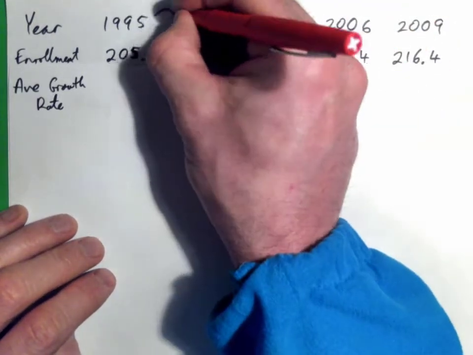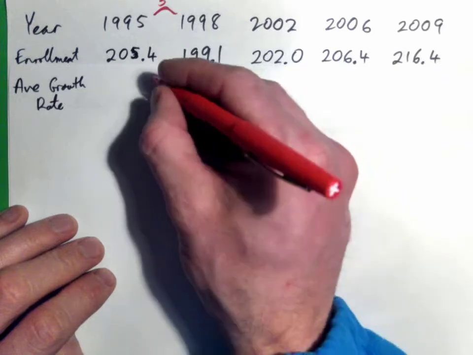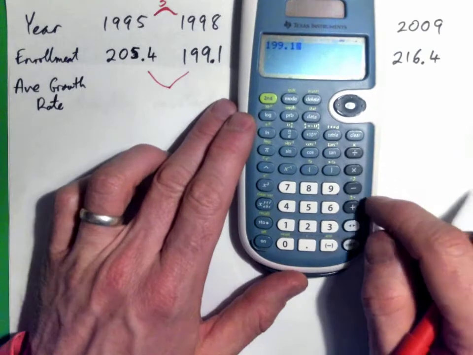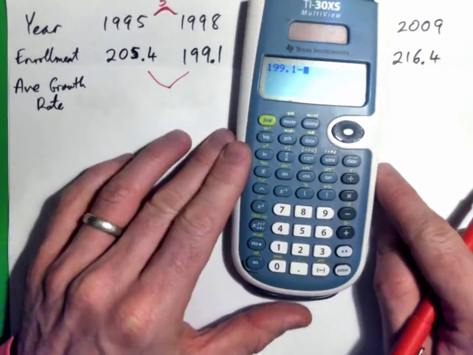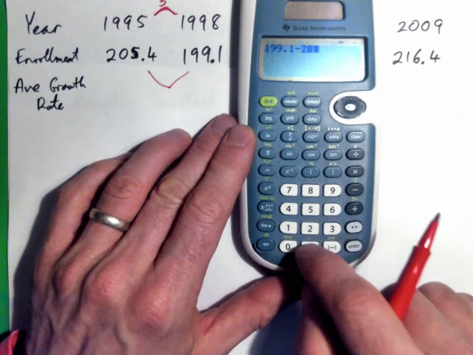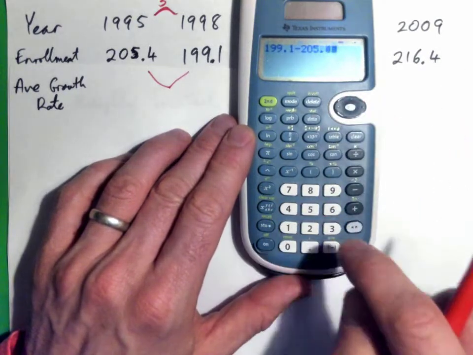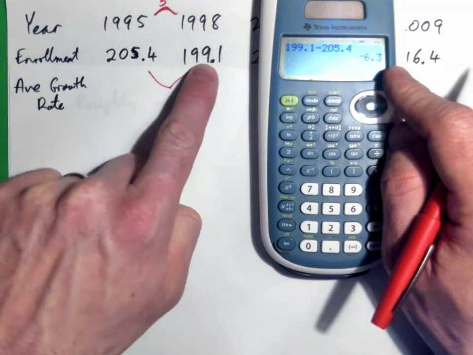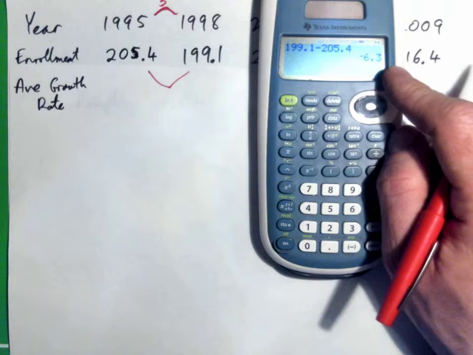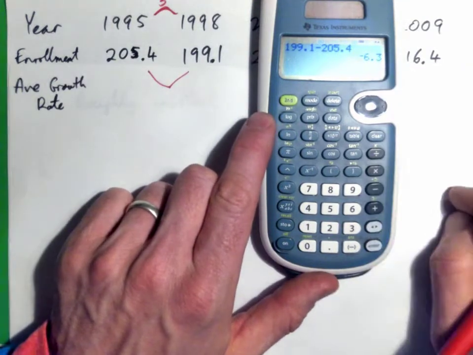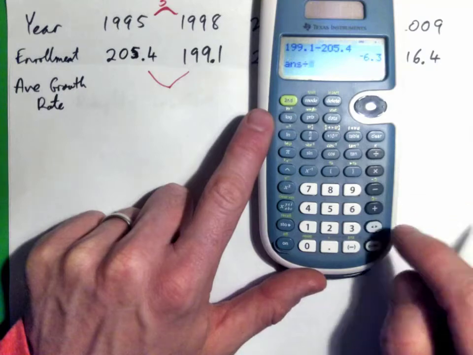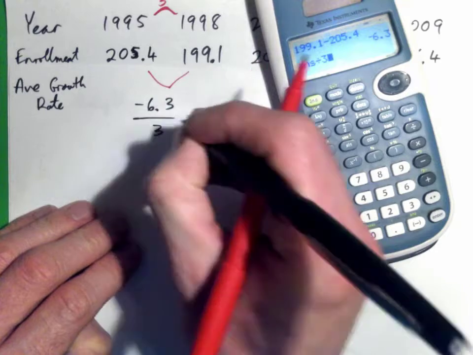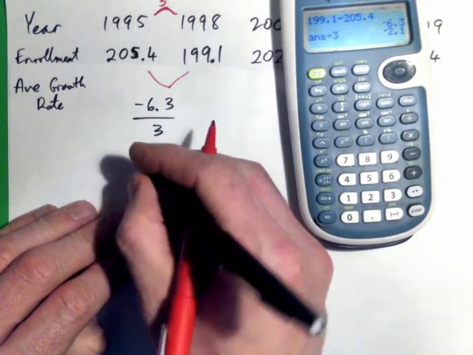Now this first period was 3 years from 95 to 98, and it changed by, if I go 199.1 and subtract 205.4, I get negative 6.3. So it dropped by 6.3 thousand because it's measured in thousand students, right? But it was over a 3-year period. So divide that by 3. So what I'm doing is I'm taking negative 6.3, dividing it by 3, and I'm getting negative 2.1.